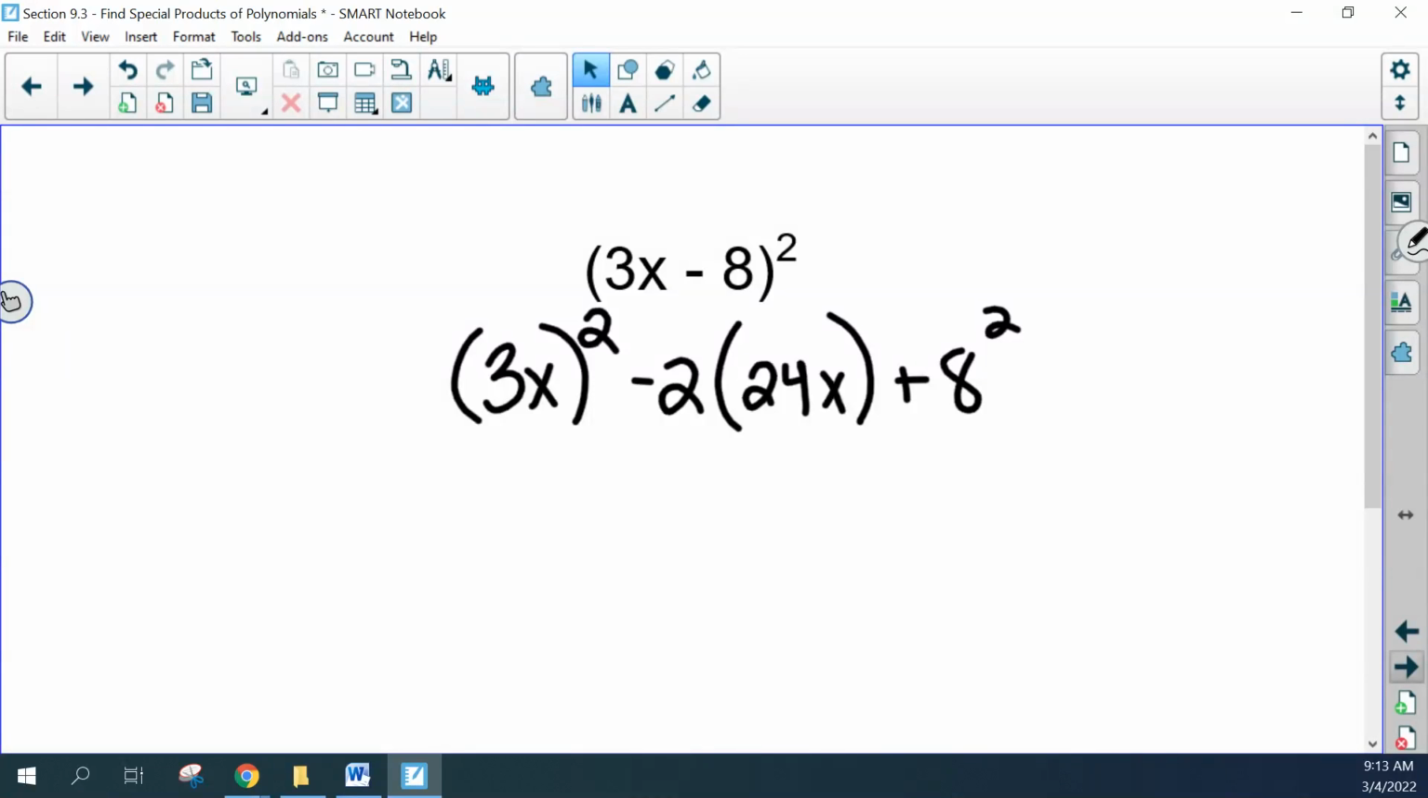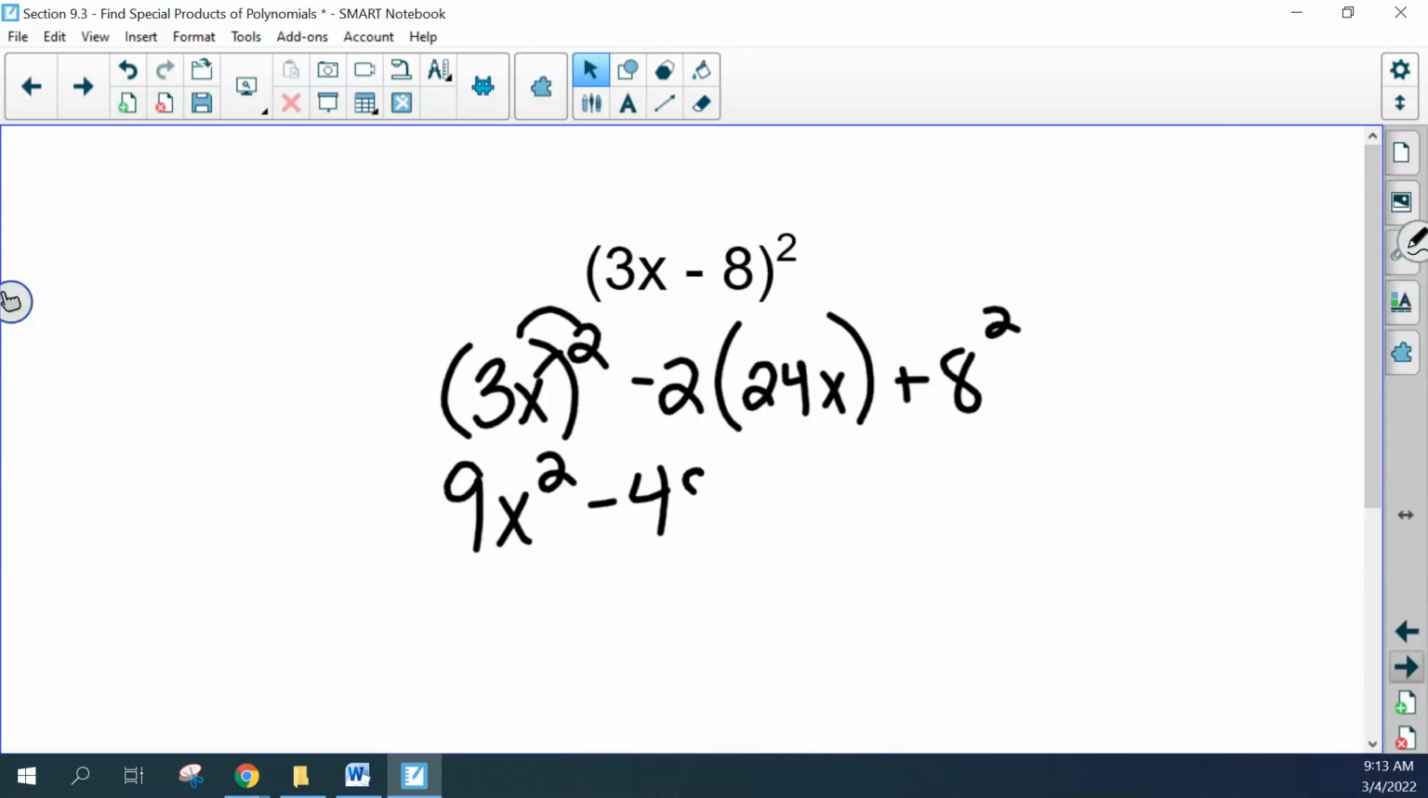Okay, so then I'm going to simplify this. I have to remember to square the 3 and square the x. So I'm going to end up with 9x squared minus 48x plus 64. So here I have two perfect squares, one at the beginning and one at the end.